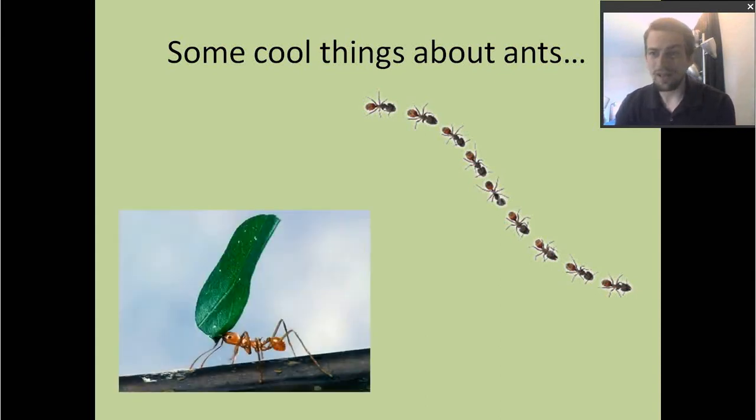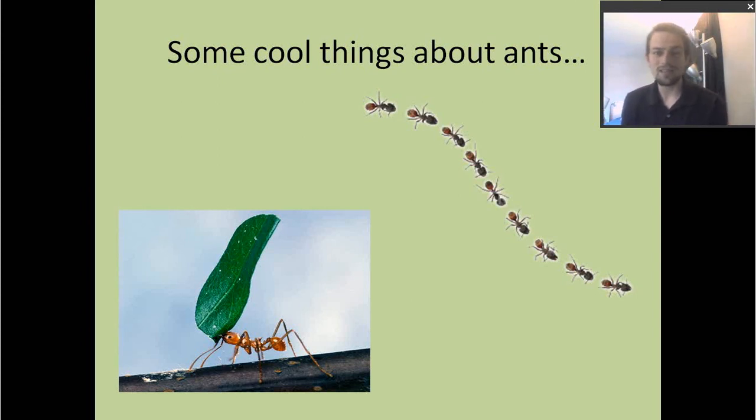Another cool thing about ants is that they're really strong. They can lift up to 50 times their body weight. So let's say you have a kid who's weighing about 100 pounds. I don't know if any of you are 100 pounds or not. You might be a little bit lighter than that right now, I think. But if you were a 100-pound kid and you could lift 50 times your weight, you could lift something that's 5,000 pounds. That's 2.5 tons, which is really, really heavy.